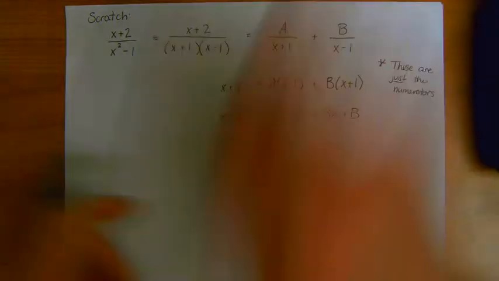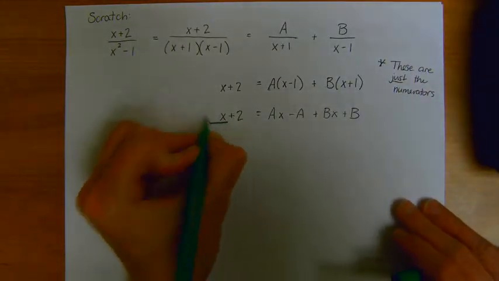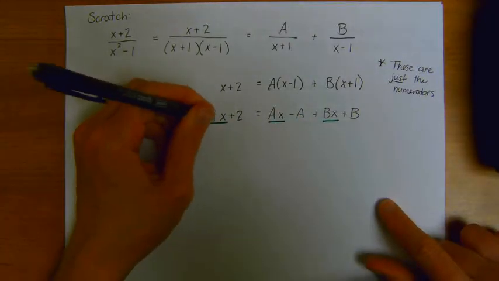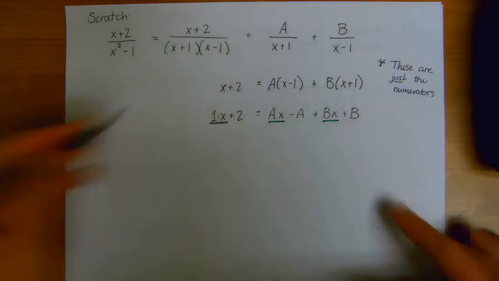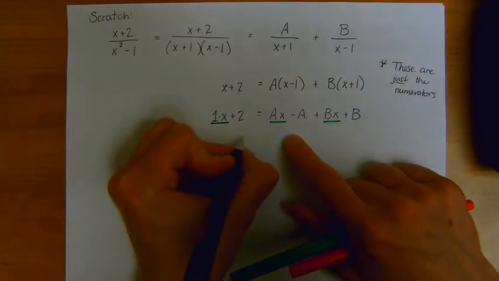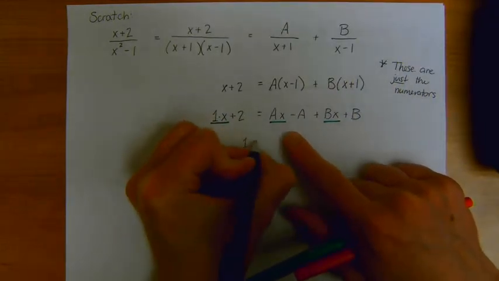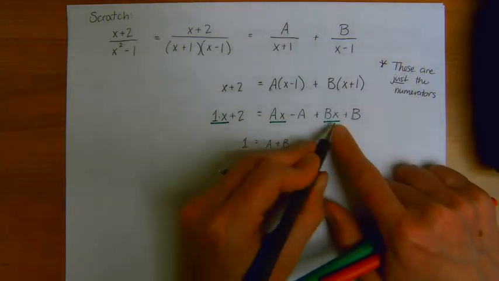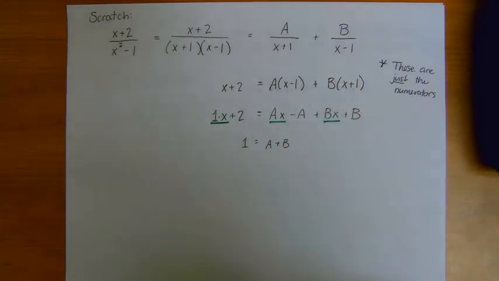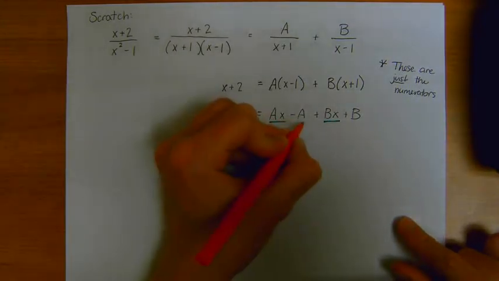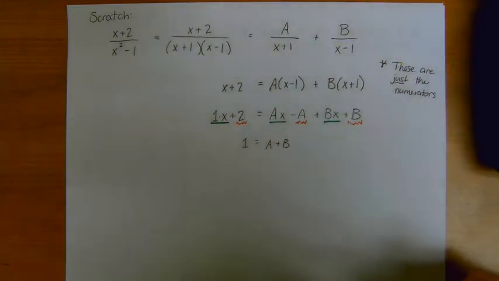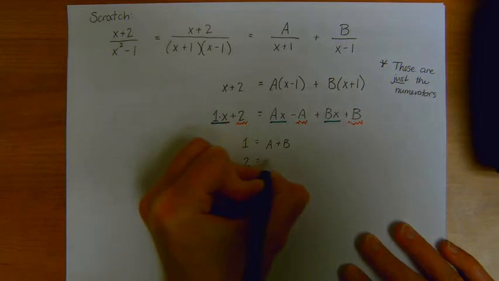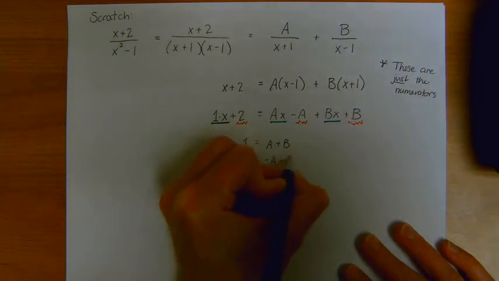We're going to set up a system of equations by matching our like terms. Let's make sure that the coefficients on the x terms match. x is actually 1x, so one of my equations is going to be 1 is equal to a plus b, making sure that by combining like terms I get 1x. And then for our constant terms, we need to have 2 is equal to negative a plus b.